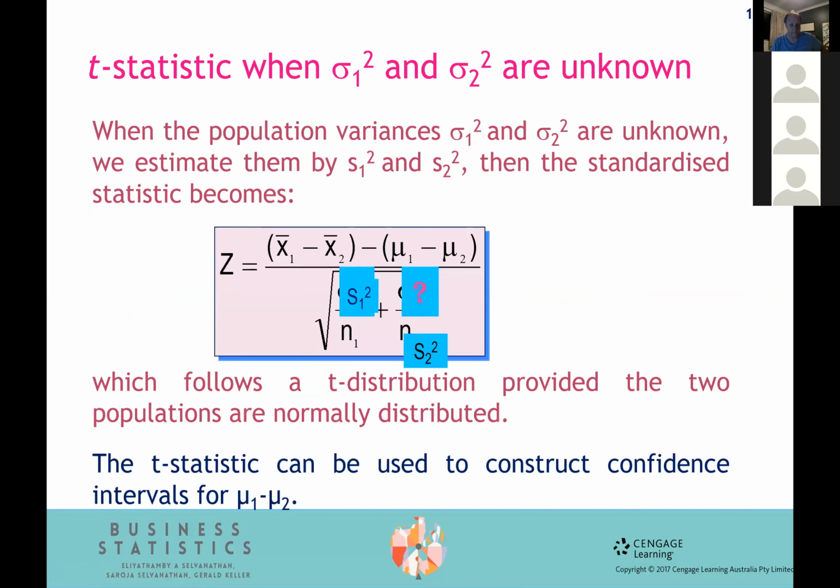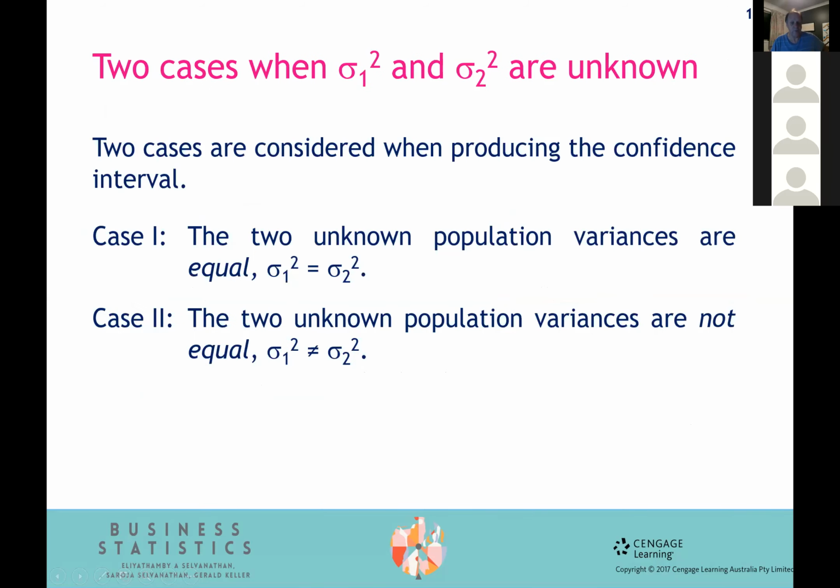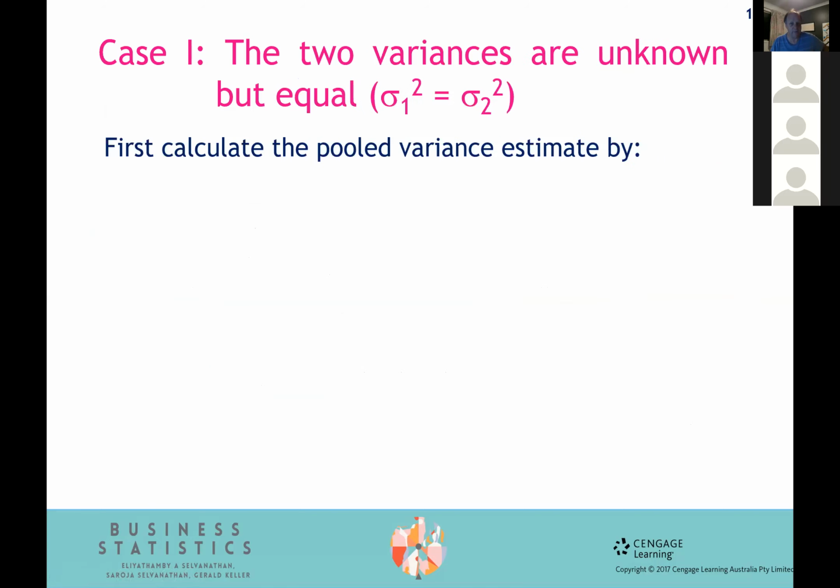And they explain to you how we're going to use the sample variance. But because this is unknown, we have to use the T distribution and not the Z distribution. So it's the exact same story. The two unknown population variances are equal, and sometimes they're not equal. We're not going to worry about that either.